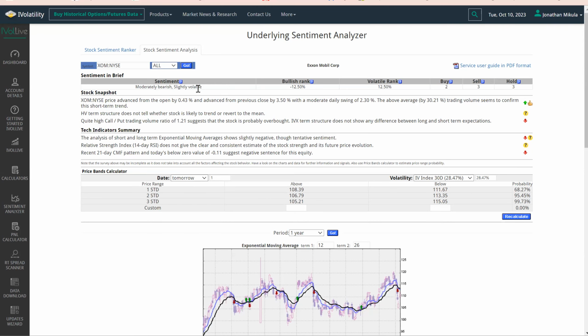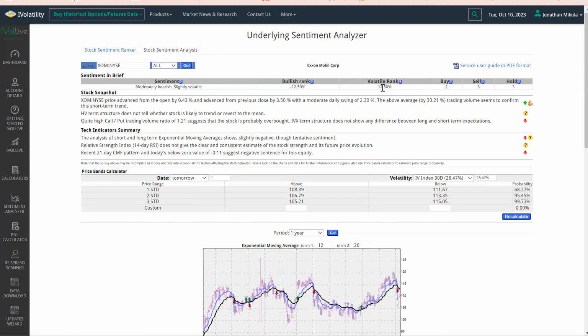Then the volatile rank is very similar. 100% would be extremely volatile and minus 100% would be absolutely still. You can see we have a positive number here, 12.5, so we're more volatile than we are still. And again, that's why it says slightly volatile right here.